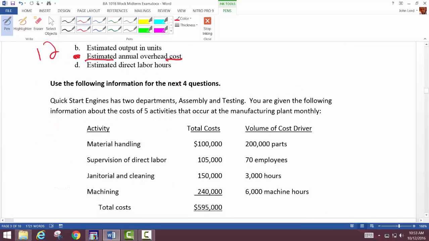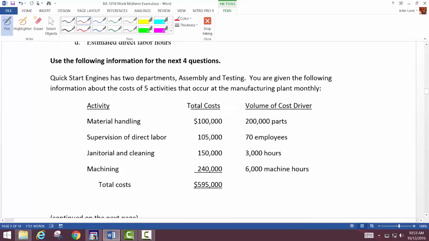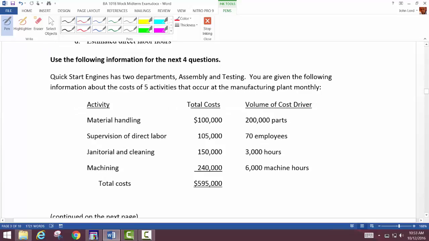Use this information for the next 4 questions. Oh boy. Here we go with what? With some of our activity-based costing. You can see that coming, right?